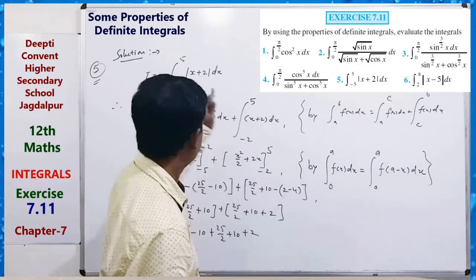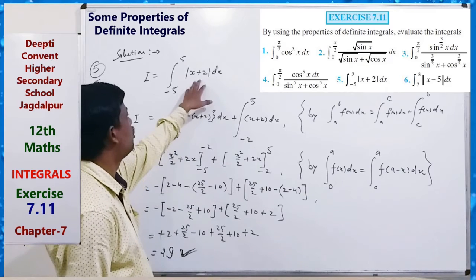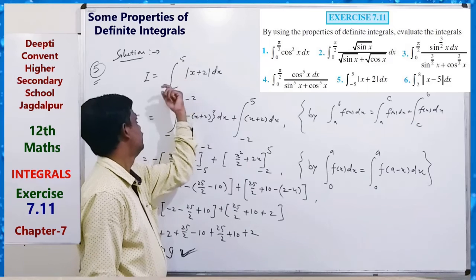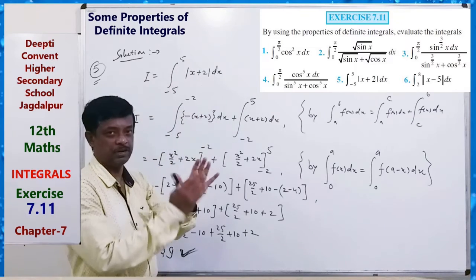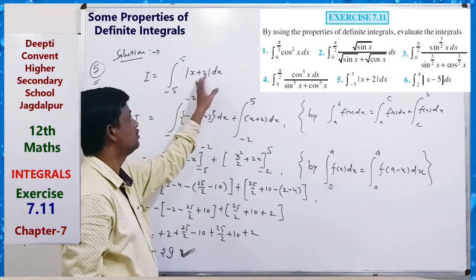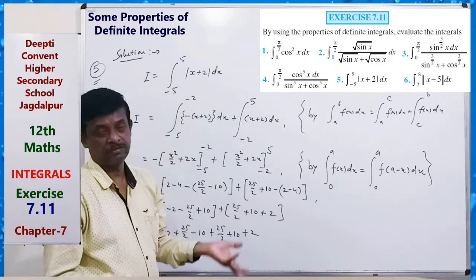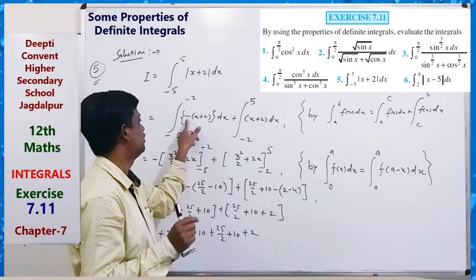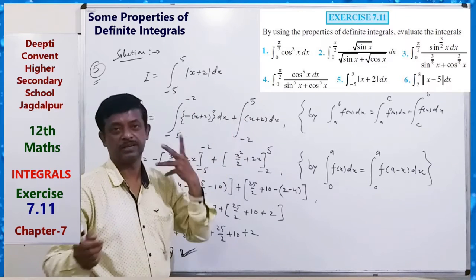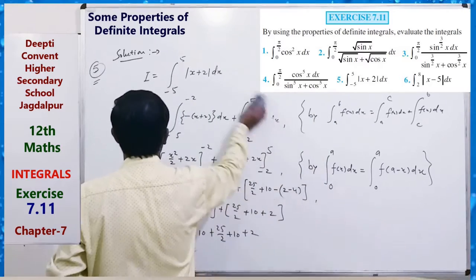So in the case of modulus, we first have to remove the mod by deciding, by dividing the interval, in which interval this is less than or equal to 0 and in which interval this is greater than or equal to 0. Where this is less than or equal to 0, we put a minus sign in front of it. And where greater than or equal to 0, there is only the positive sign. And solve. Then we can get the result.